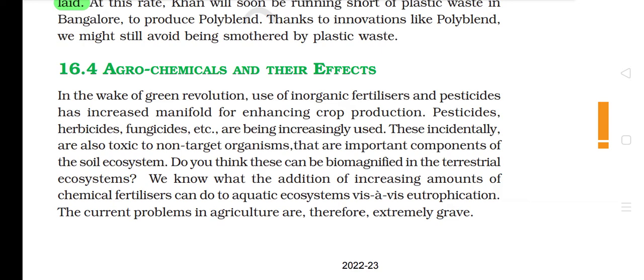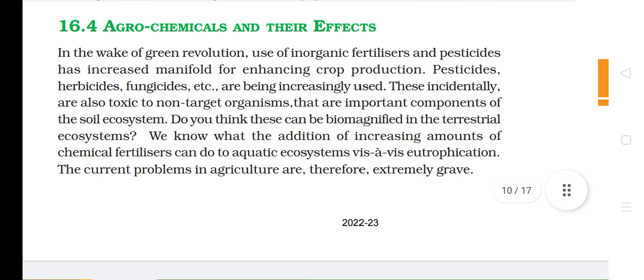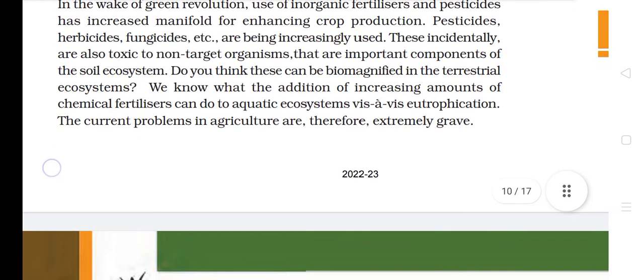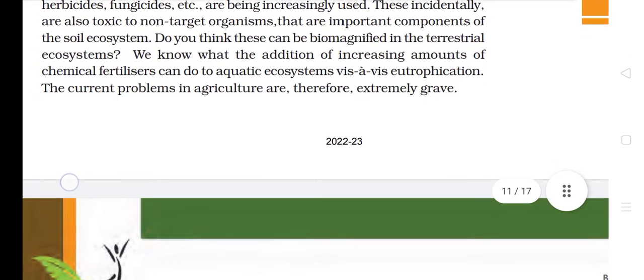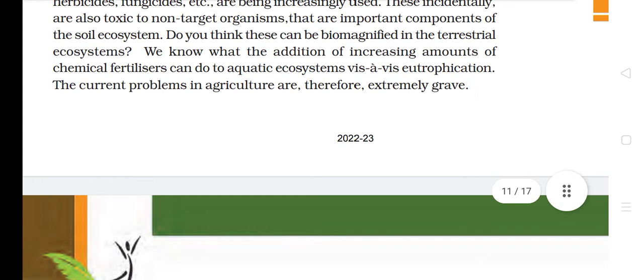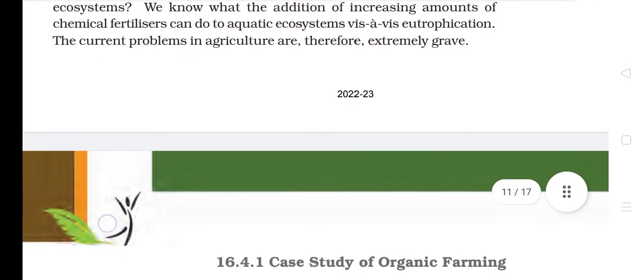16.4 Agrochemicals and their effects. In the wake of green revolution, use of inorganic fertilizers and pesticides has increased manifold for enhancing crop production. Pesticides, herbicides, fungicides, etc. are being increasingly used. These incidentally are also toxic to non-target organisms that are important components of the soil ecosystem. Do you think these can be magnified in the terrestrial ecosystems? We know what the addition of increasing amounts of chemical fertilizers can do to aquatic ecosystems vis-a-vis eutrophication. The current problems in agriculture are therefore extremely grave.